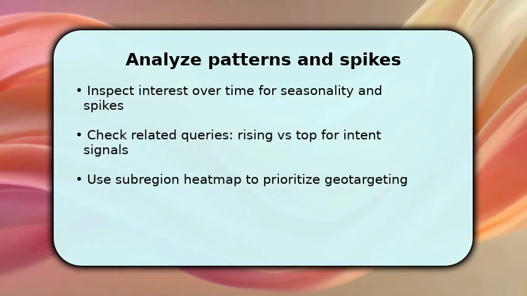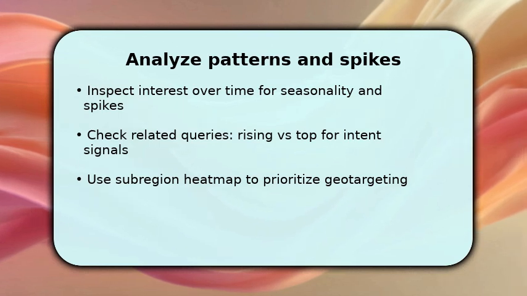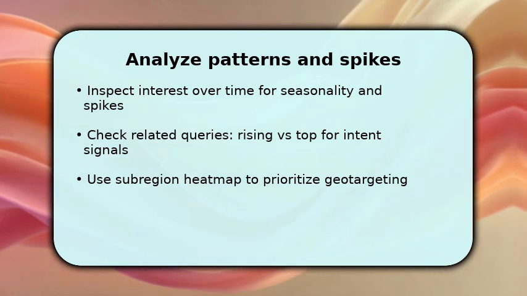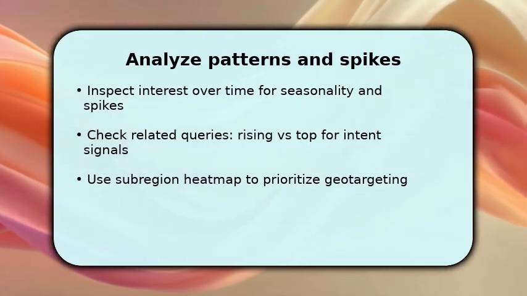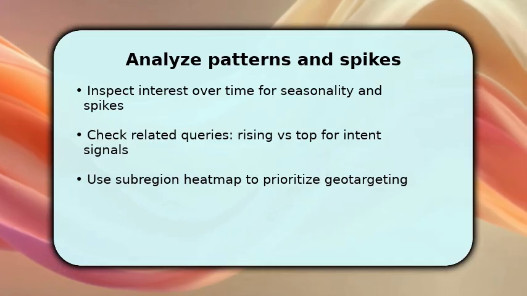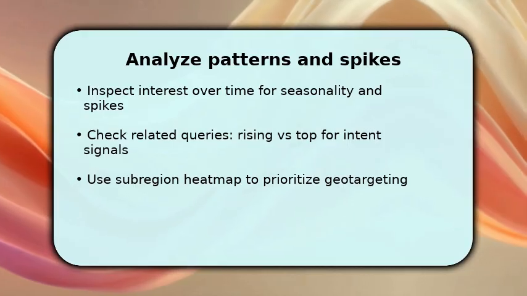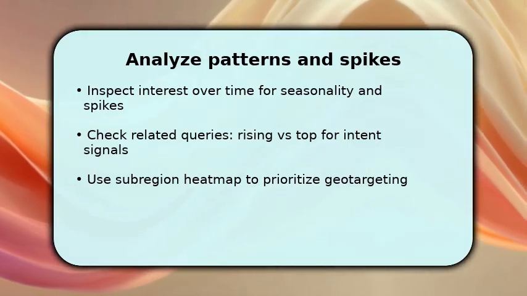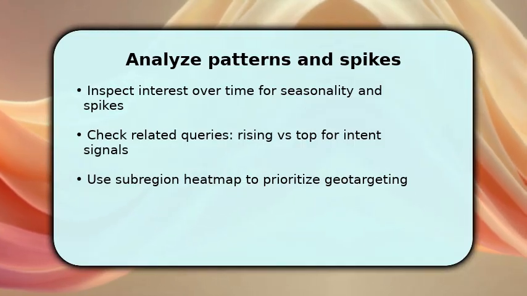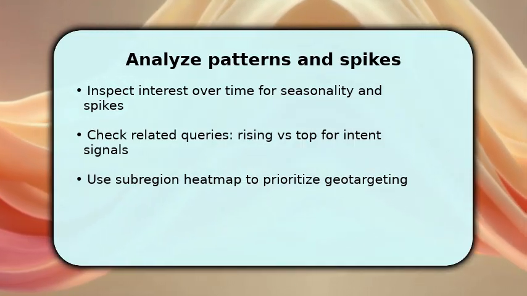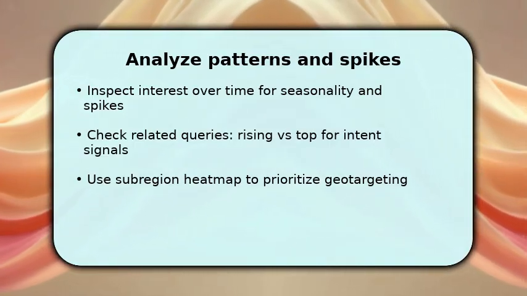Now analyze the results. Look for seasonal trends, sudden spikes, and consistent growth. Once you spot spikes, click through related queries to separate high-intent phrases from general interest. Rising queries show emerging opportunities, while top queries show stable demand. Make sure to view the subregion heat map to find where interest is strongest, because that guides bid and budget allocation on Facebook. Combine those insights to create ad sets with tailored copy and creative that match regional intent.